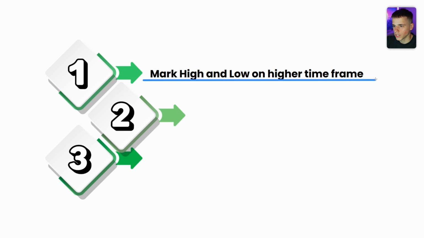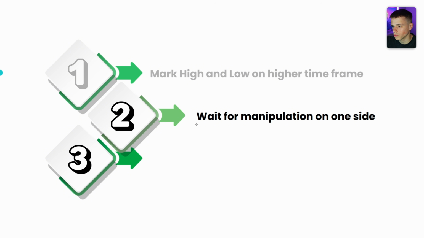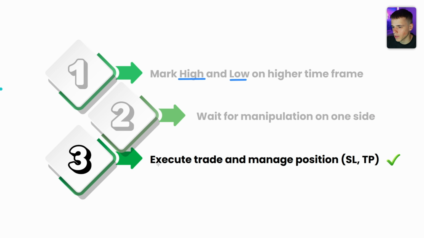So the first step of the strategy is going to be to mark out highs and lows on the higher time frame. I'm going to show you exactly how to do that, and later on I'm going to explain why exactly we do it. Second one is going to be to wait for the manipulation of one side. So one side, either high or low in the market, has to get manipulated in order for us to start searching for an entry model. And of course the next step is going to be to execute the trade and manage the position, of course, where to put a stop loss and where to put a take profit. So that's the whole strategy, and that is the best part, that it is only 3 simple steps, so anybody can execute this model.